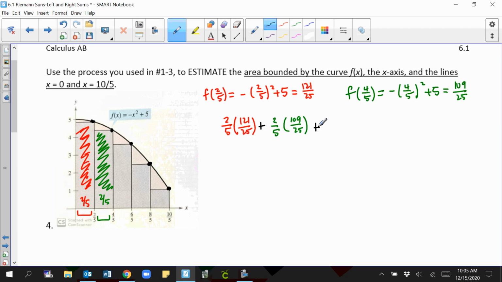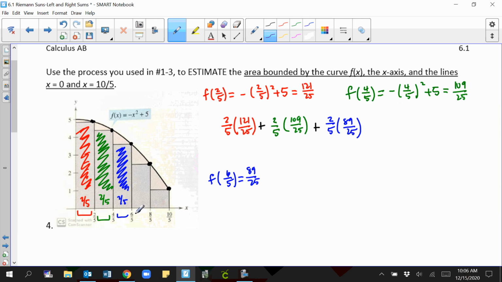Now let's look at our next rectangle. Once again, we have that same width of 2/5. To find my height, I need to figure out f of, and this time what I'm using is 6/5. When you plug that into your calculator, f of 6/5 ends up being 89 over 25. So I'm going to do 2/5 times 89 over 25, and that's going to give me the area for this rectangle.